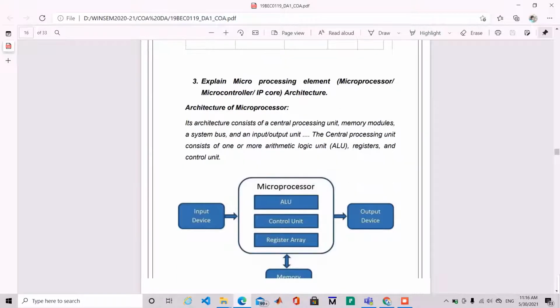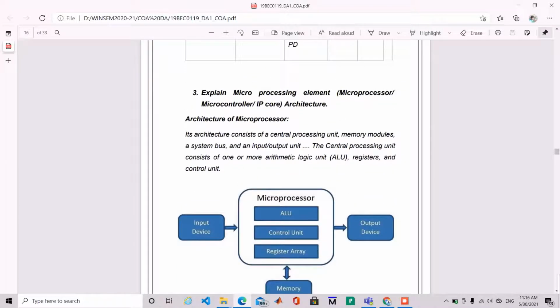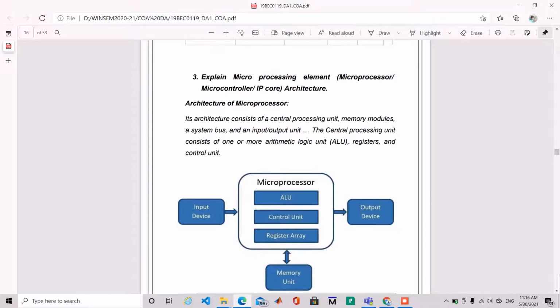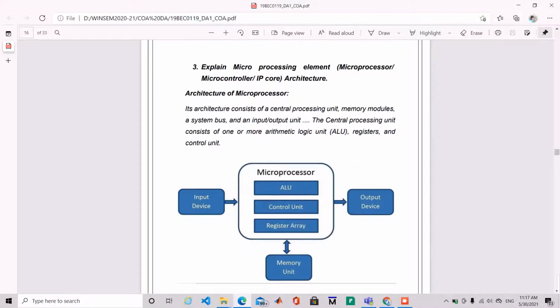And the third question is explaining the microprocessing element of the microcontroller architecture, and the architecture of the microprocessor which I have selected. Generally it consists of a central processing unit, memory modules, a system bus, and an input or output unit. The central processing unit consists of one or more arithmetic logic units, registers and a control unit.